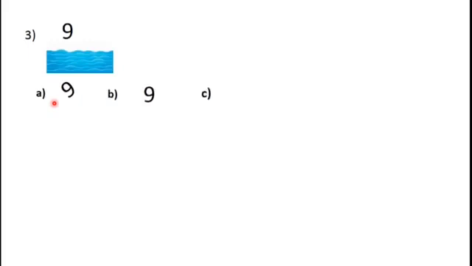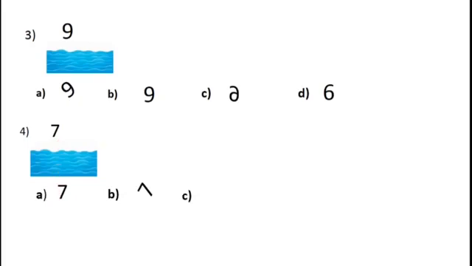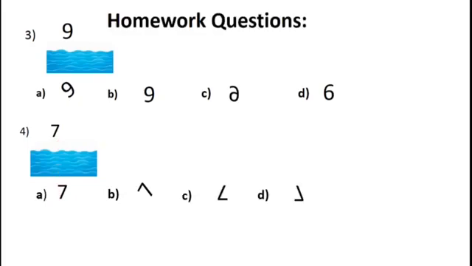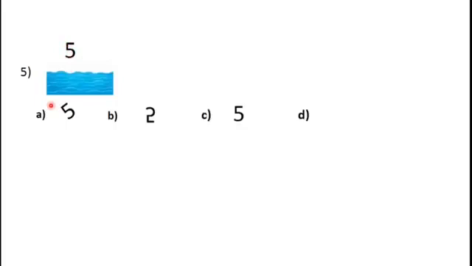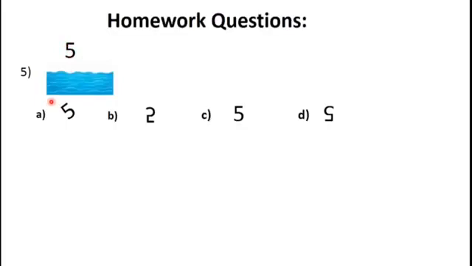Now in question 3, here it is given 9, water is given. Now you have to see which image we can find out when we will see it in the water. Question number 4, 7 is given and these are the options. Is it clear to you beta? Now 5. This 5 is given. Number 5, water and these are the options. You have to find out the correct option of the given numbers. Understood beta?